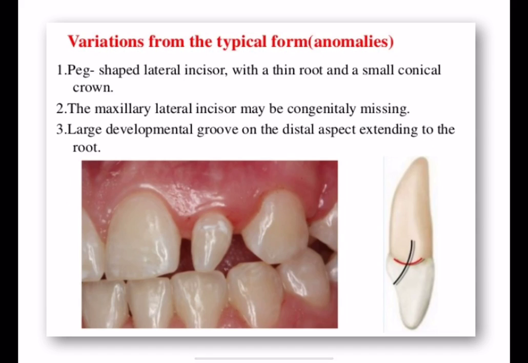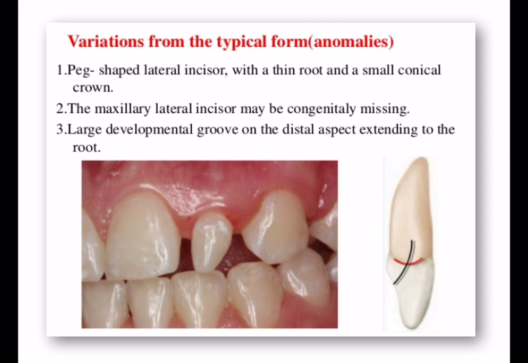When you talk about the maxillary lateral, you need to talk about the variations it has. The variations in the maxillary lateral are very, very important. So the variations are, it is peg shaped with a thin root and small conical crown, and the maxillary lateral incisor may be congenitally missing. So these are the features which differ it from the maxillary central.